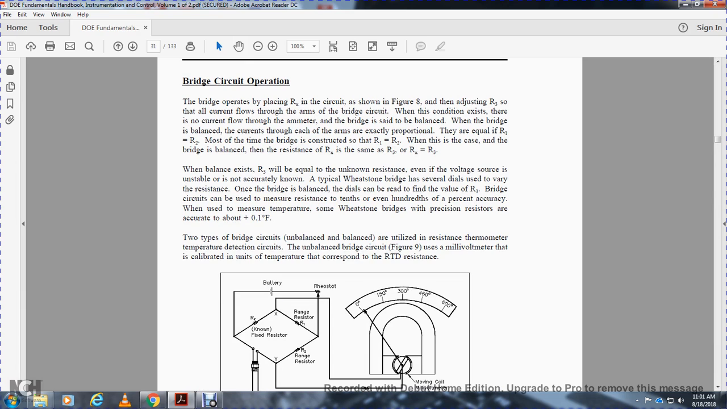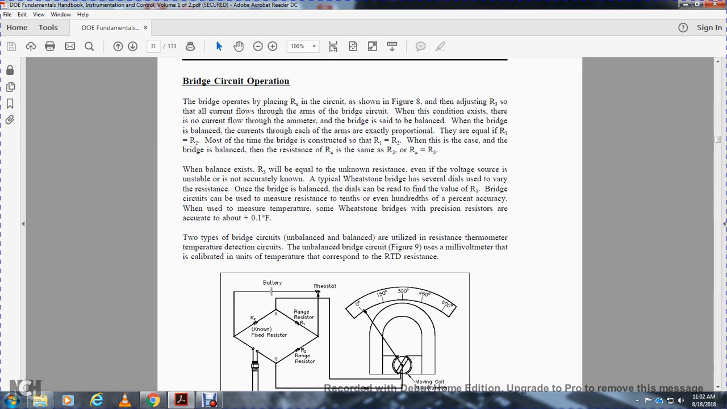Most of the time the bridge is constructed with resistor 1 equal to resistor 2, so that at balance resistor X is equal to resistor 3. Resistor 3 then equals the unknown resistor, even when the voltage is unstable and not accurate.